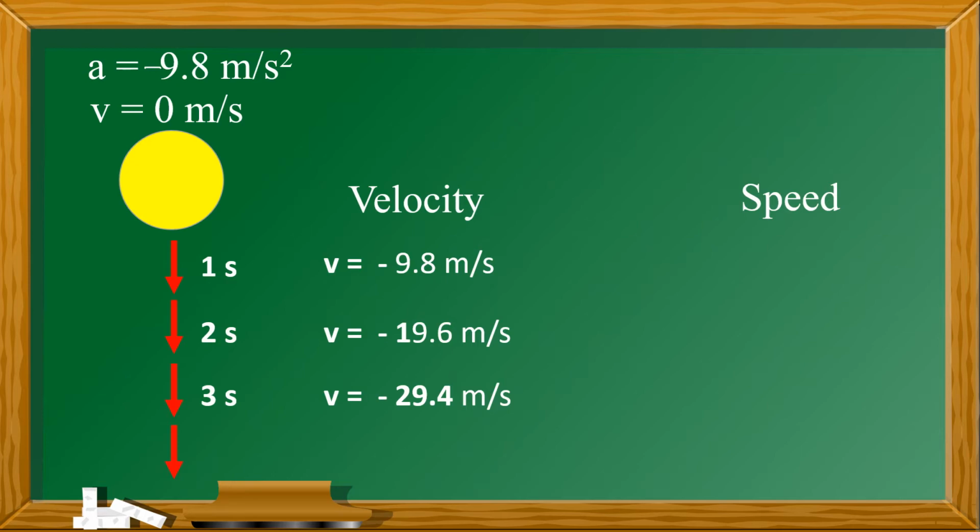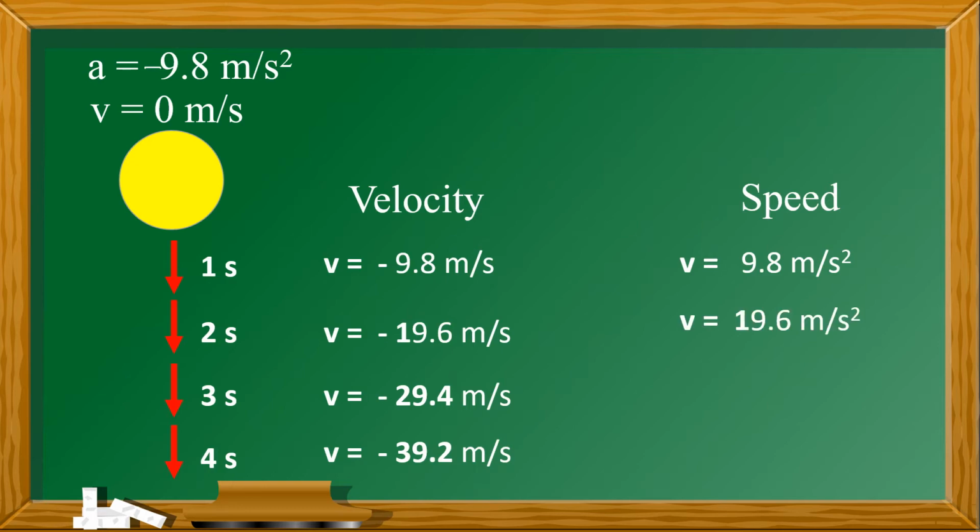So at 3 seconds, the velocity would be negative 29.4 meters per second. And at 4 seconds, the velocity would be negative 39.2 meters per second. So as the ball drops, notice that the velocity is decreasing by 9.8 while speed is increasing. Keep in mind that speed is positive. So at this time, speed at 1 second would be 9.8 meters per second.